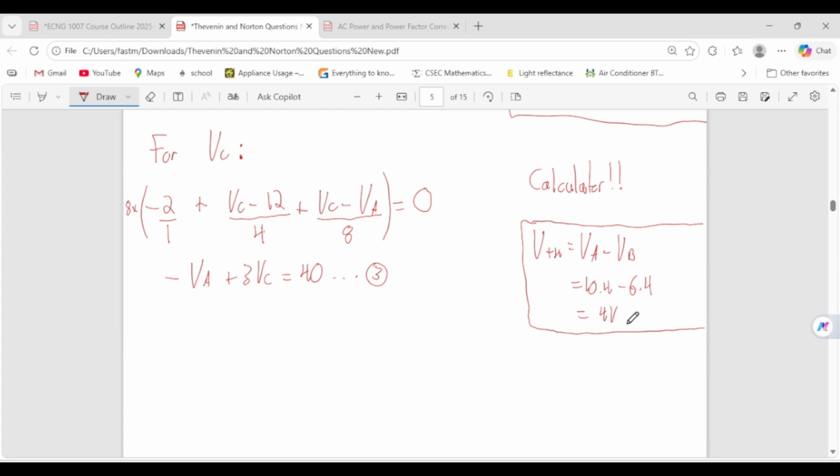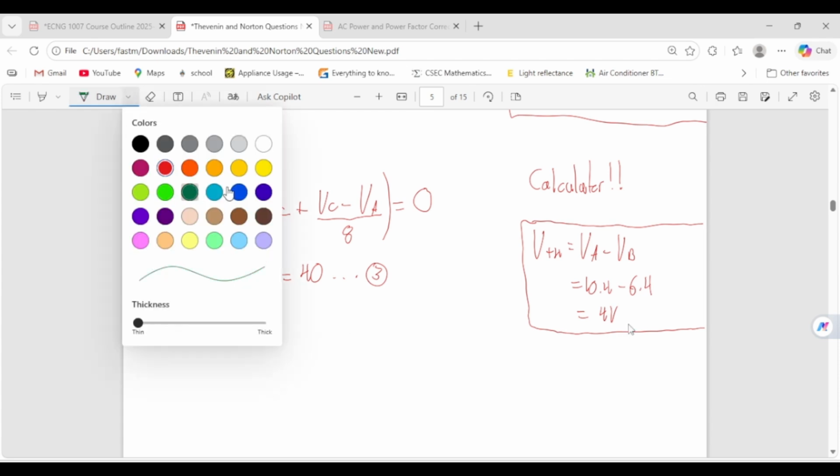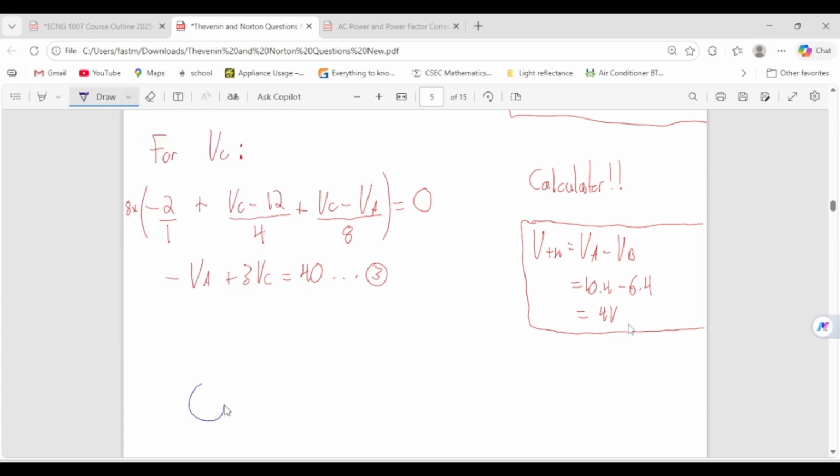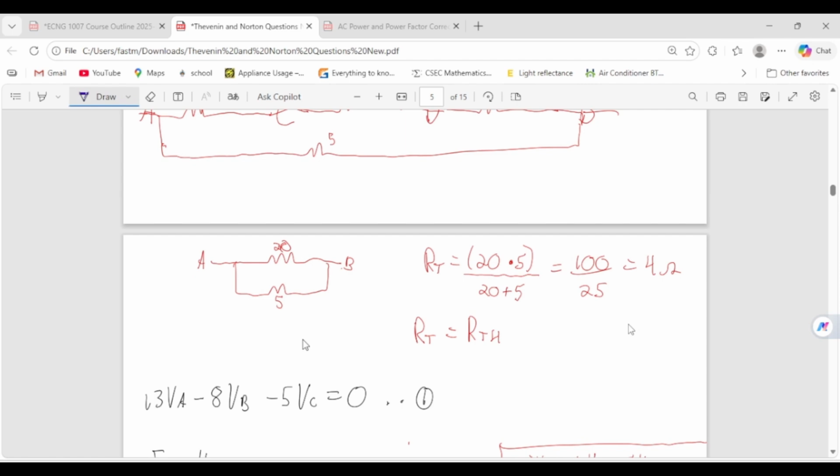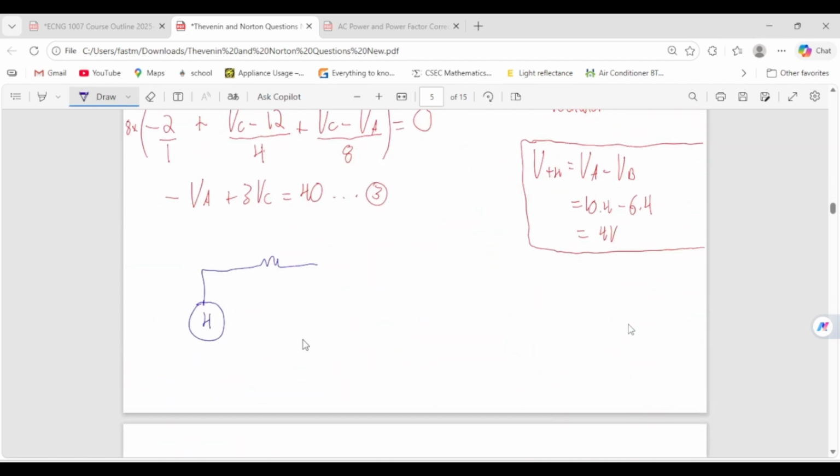Same marks, you just use a different method. The reason being that you have an equation that links both equivalent circuits together. But this question asks for Thevenin, so I'm just going to draw it. So we have 4 volts in series with the RTH, which is 4 ohms. And that is it.